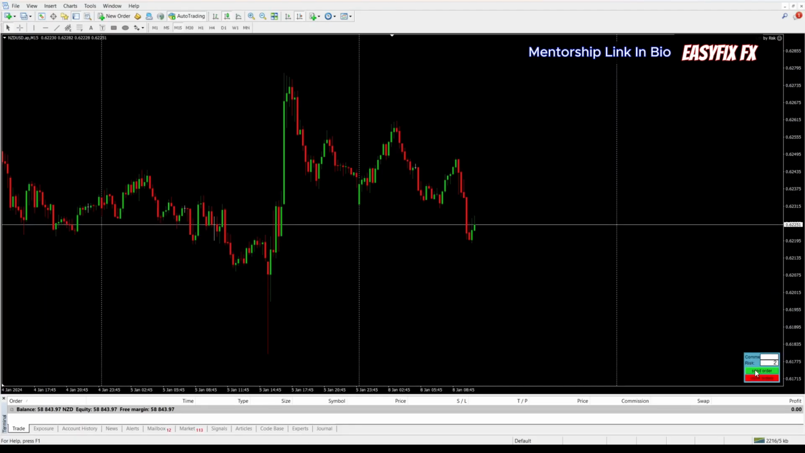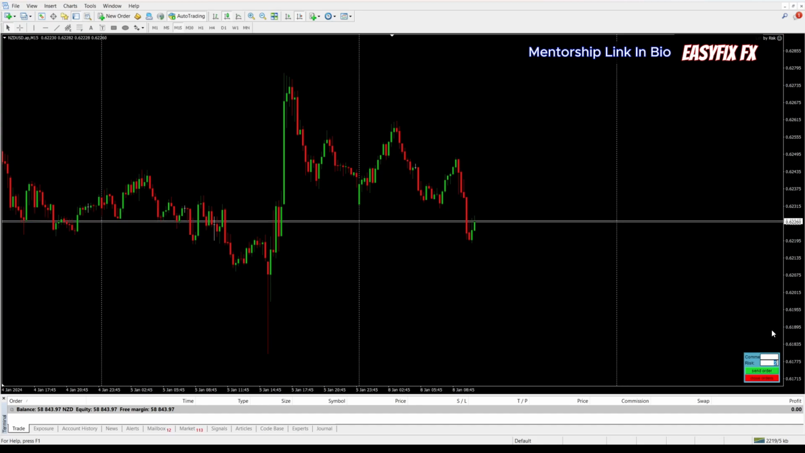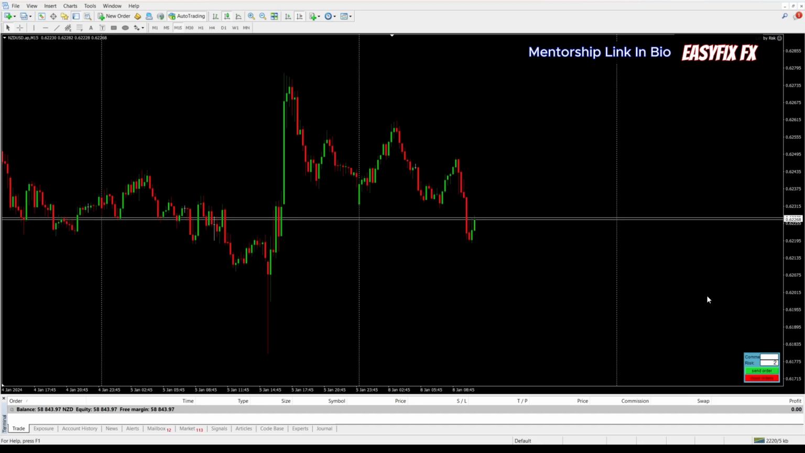Okay guys, so down here you can see this is the risk calculator EA, which calculates my risk. You can see here it's at 2%. This is also shown in the mentorship. It's an EA. You can see auto trading is set. So how it works is you set your risk over here. So I've got it there at 2%.